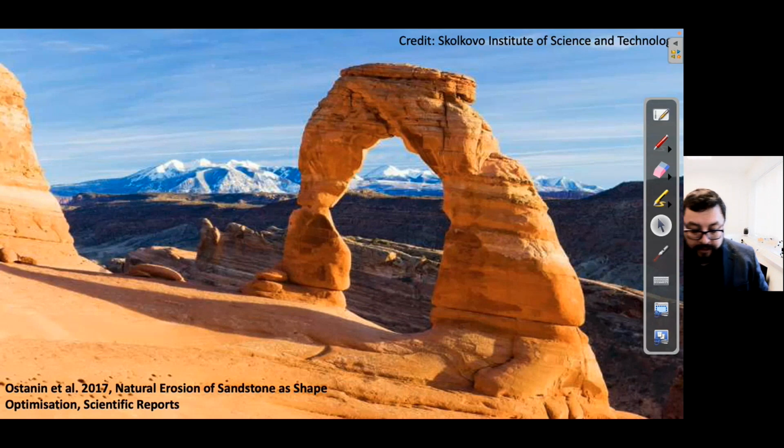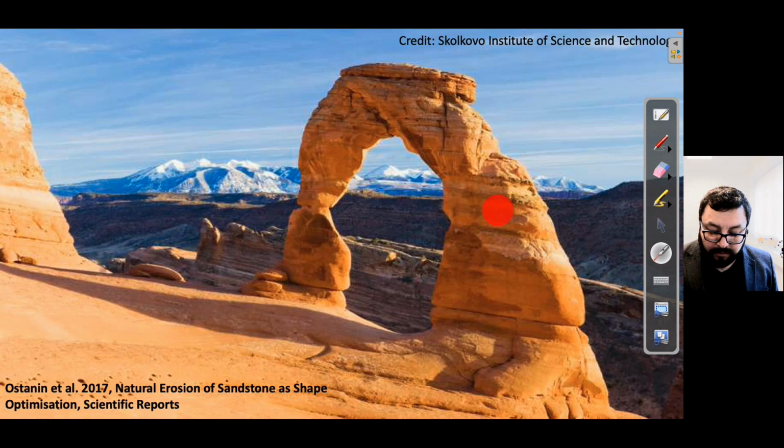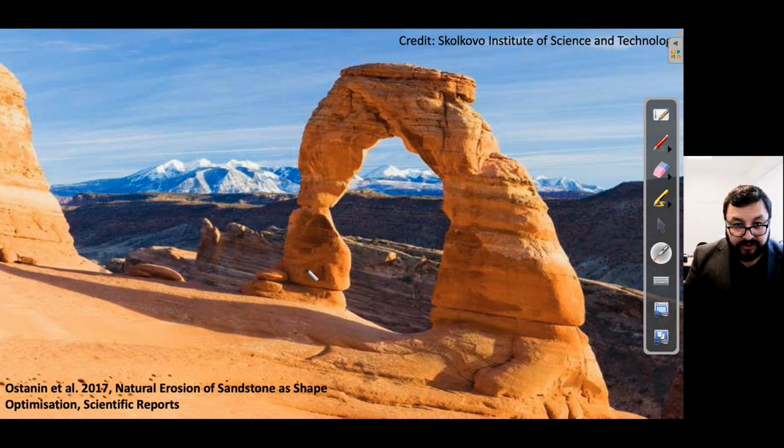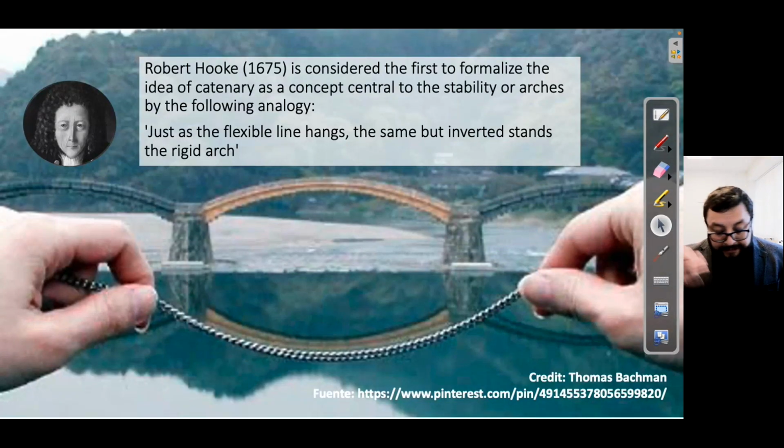So we looked at ways to optimize those arches, and you can see here, for example, a naturally formed arch where the bits of material that are under less compressive stresses have been eroded with time, and then you are left with a shape that resembles a thrust line. And this comes back, of course, to the idea of Robert Hooke, that as hangs a flexible line, so but inverted will stand the rigid arch.